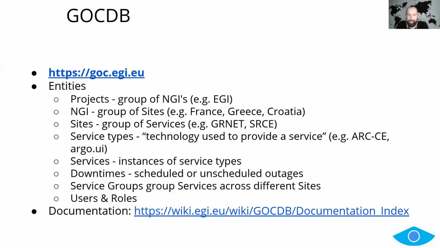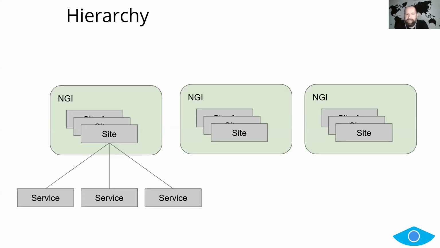And then finally, there are users and roles. There are a bunch of different users and roles, which are not that relevant for my stories. With regard to the groups, as I said, the NGIs contain a bunch of sites, and then sites are basically services.